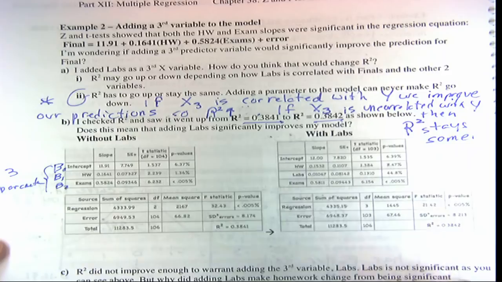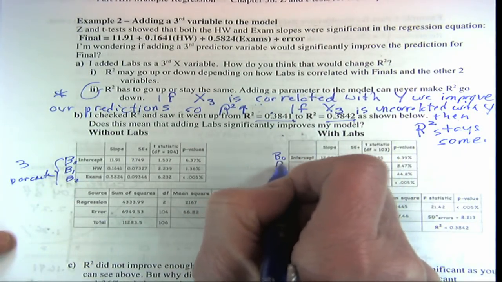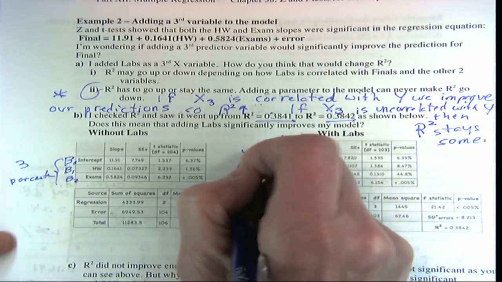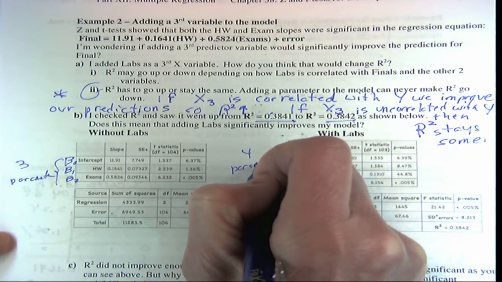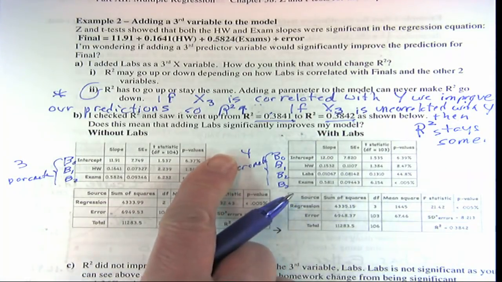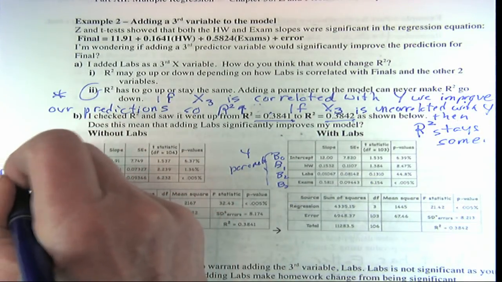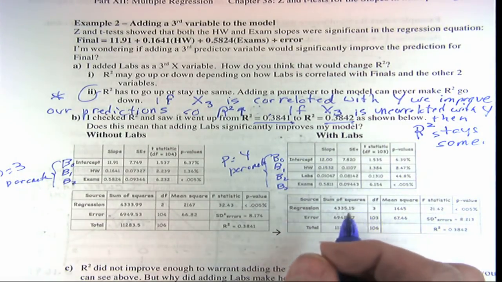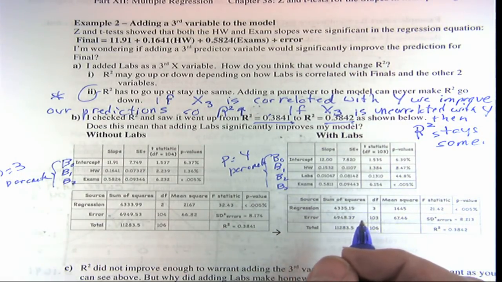And now here, what do we have? We have the beta naught, beta 1, beta 2, and beta 3. We have 4 parameters. Okay, so we have 4. This is P equals 3, and here P equals 4. All right, so what changed here? Let's look at what happened.